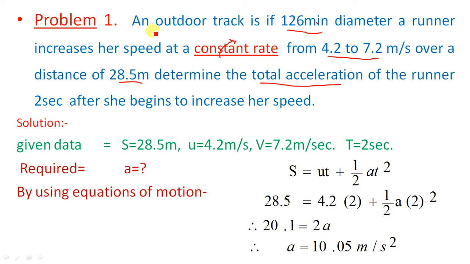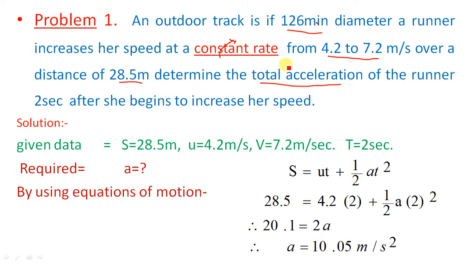I will read out again. An outdoor track is 126 meter in diameter. A runner increases her speed at a constant rate from 4.2 to 7.2 meter per second over a distance of 28.5 meter. Determine the total acceleration of the runner 2 seconds after she begins to increase her speed.